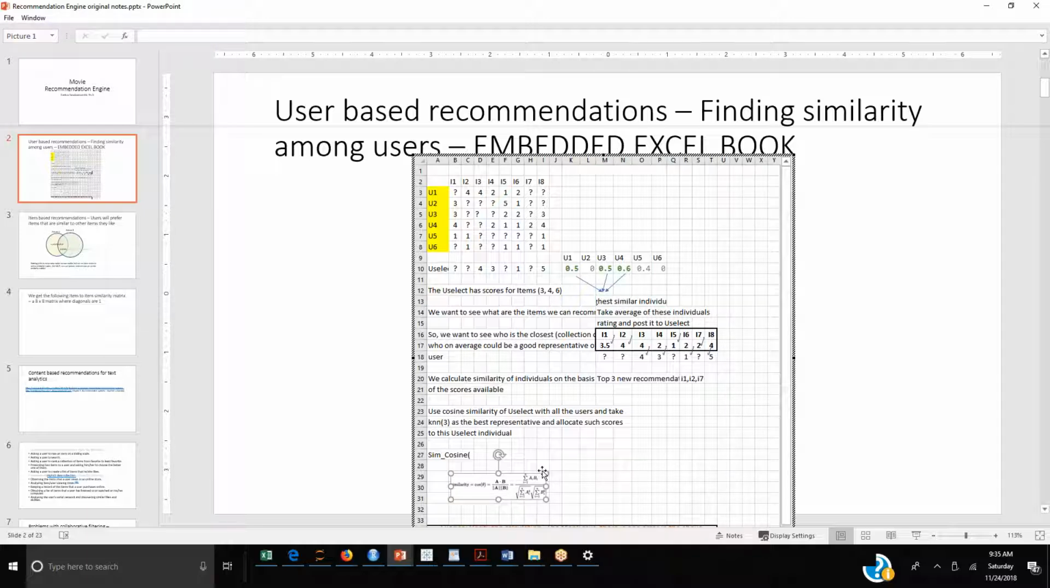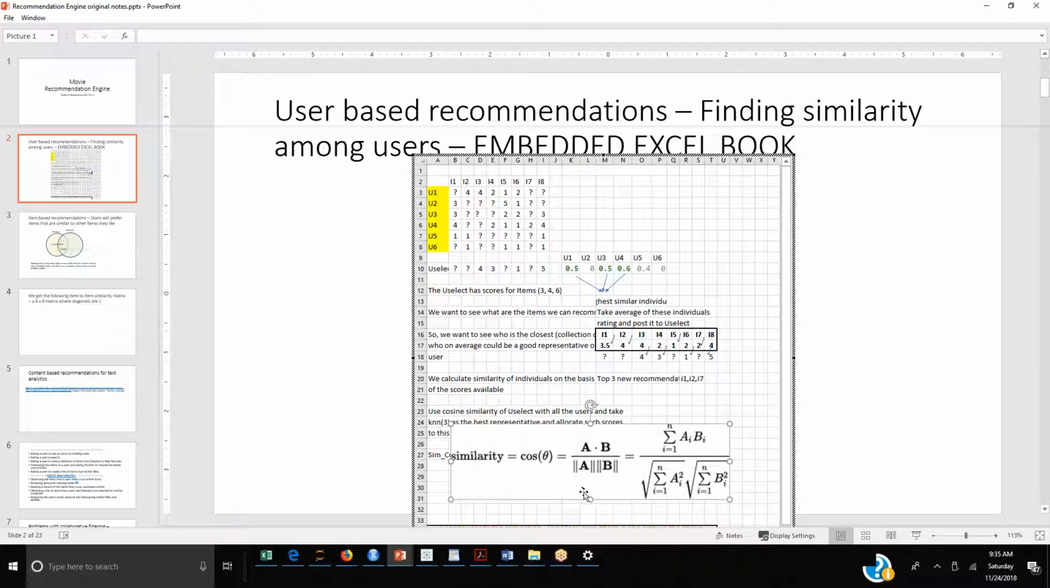I will try to make it bigger. Now you can see this is the cosine similarity we talked about. Everybody agrees with me? Right. This one.